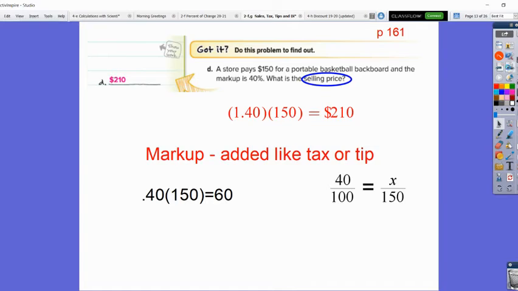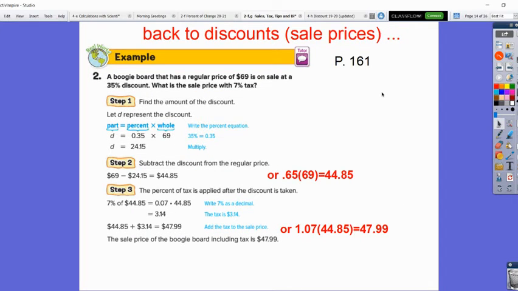All right, now let's look at a couple more discount problems, because some of these can involve multiple things happening. Oftentimes you pay sales tax and something is on sale. So that's this example, page 161, example 2. A boogie board has a regular price of $69. It's on sale for 35% off, a 35% discount. What is the sale price with 7% tax?